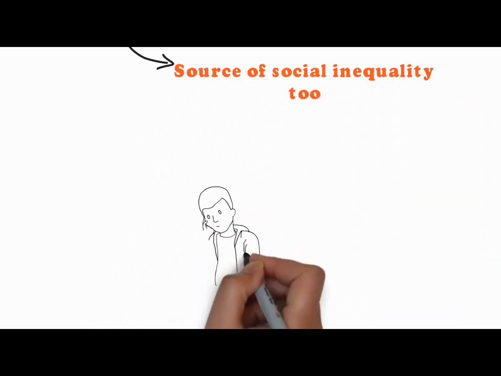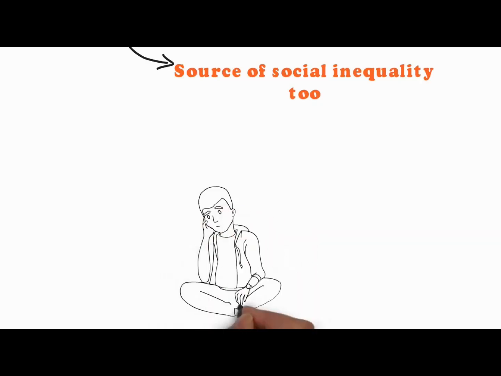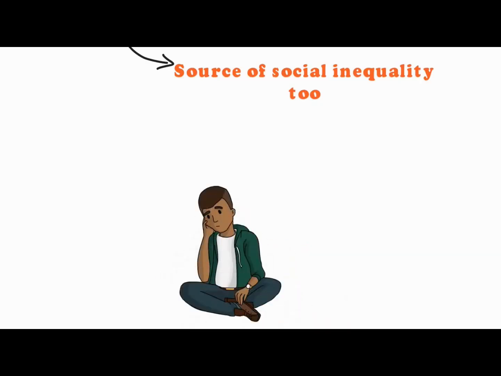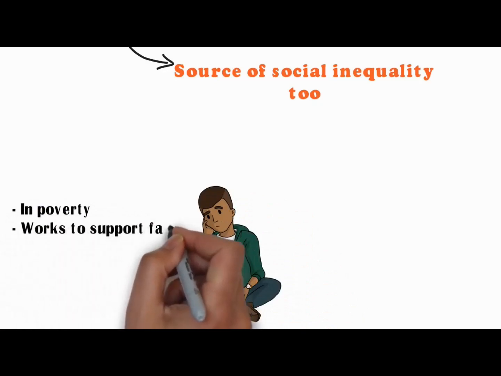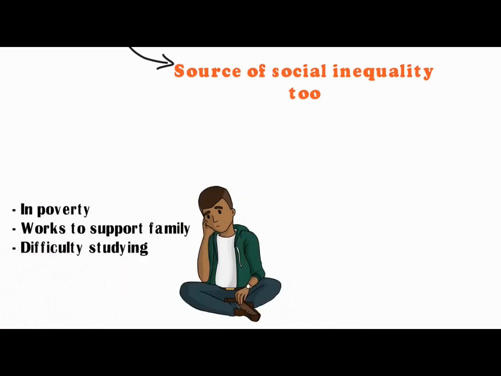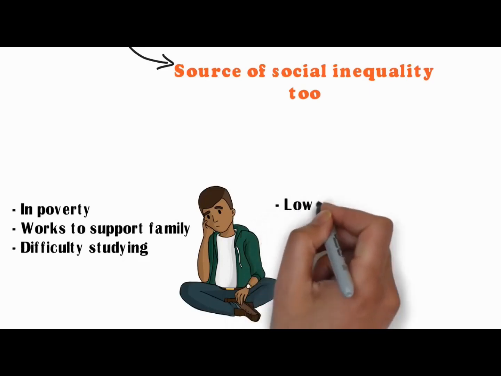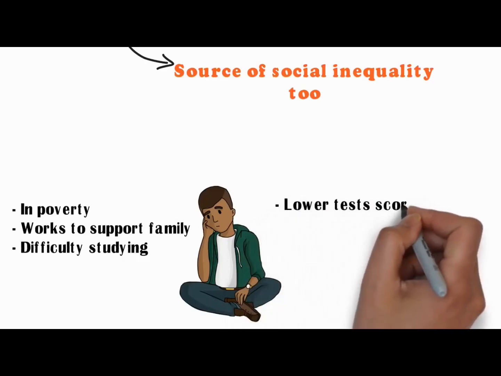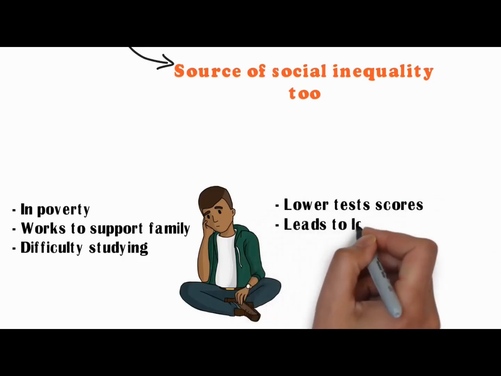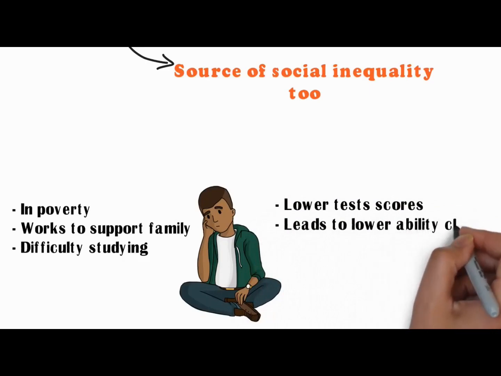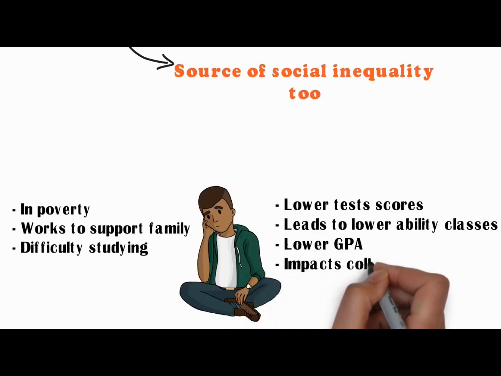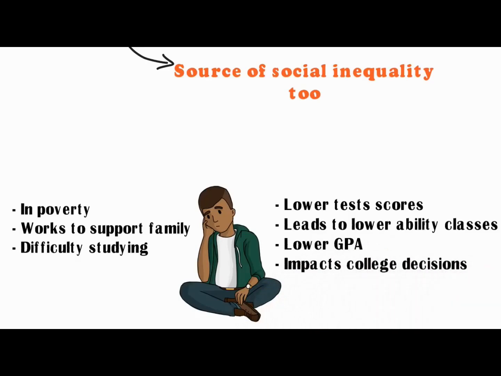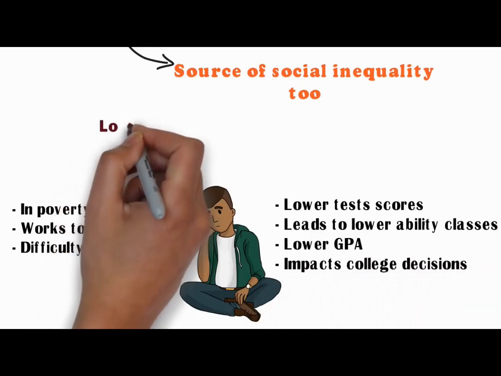For example, having an education and earning a degree is a very important piece of cultural capital. Let's say a student in poverty has difficulty finding time to study because he works evenings to help support his low-income family. This leads to poor performance due to his lack of studying, which results in lower test scores and then being placed in lower ability classes, which in turn affects his GPA and what college he is able to get into, if he goes to college at all.